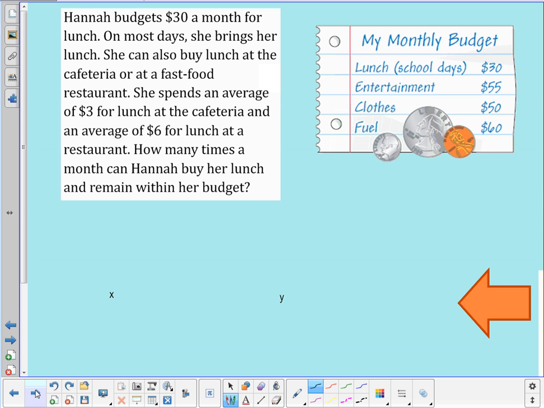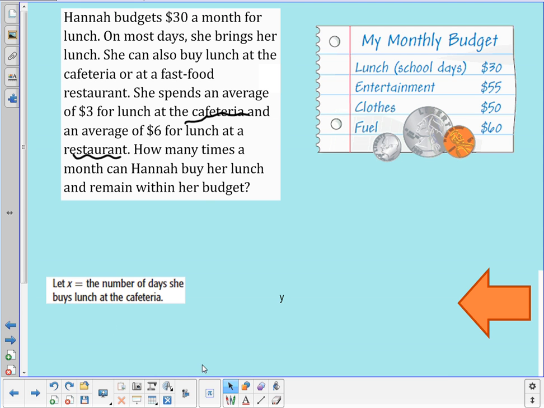So, two different types of lunches that she can buy. She can buy lunch at the cafeteria. She can also buy lunch at a restaurant. So we need two variables here. That's what makes this an inequality with two variables. I'm going to say that X is going to represent the days that she buys lunch at the cafeteria, and Y is going to represent the days that she buys lunch at a restaurant. So X is the cafeteria, Y is the restaurant.